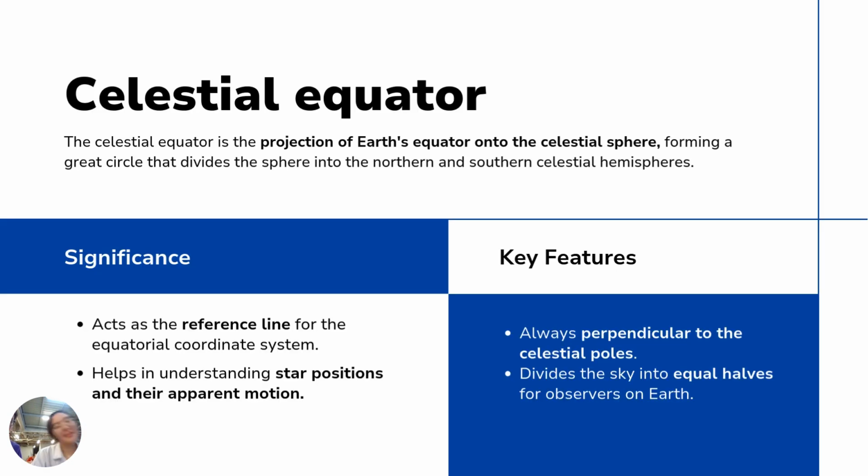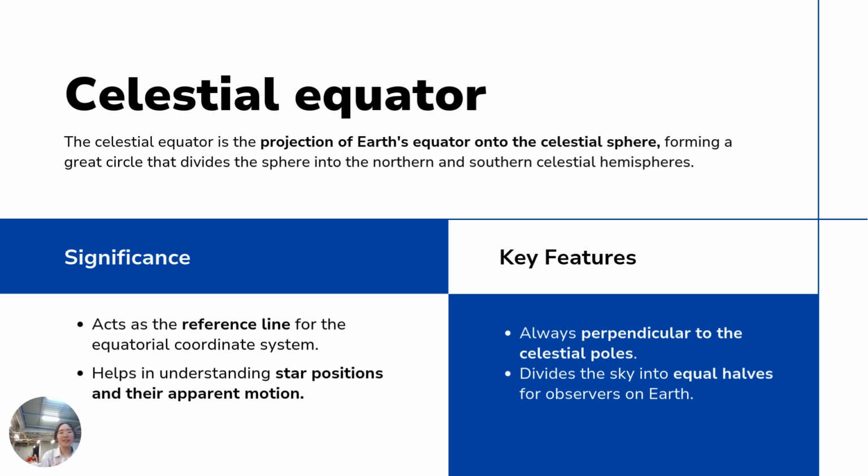So this is our celestial equator, as you can see from the screen line. The celestial equator is the projection of Earth's equator onto the celestial sphere, and it will form a great circle that divides the sphere into northern and southern hemispheres.